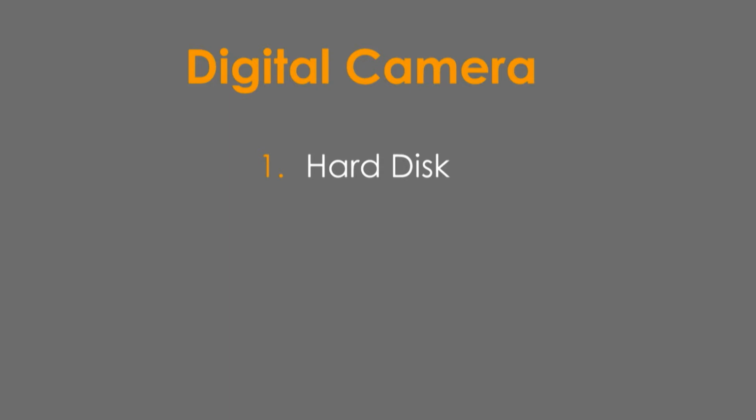It's got a hard disk. The hard disk is your memory card. Then it's got the processor. The processor is the heart of the camera. The quality of the processor determines the quality of your image in terms of color, contrast, noise and other parameters.